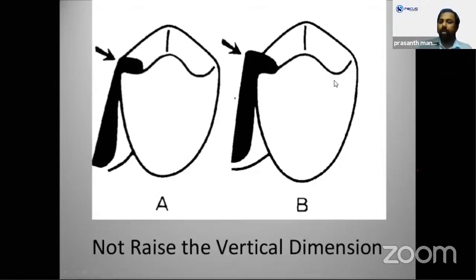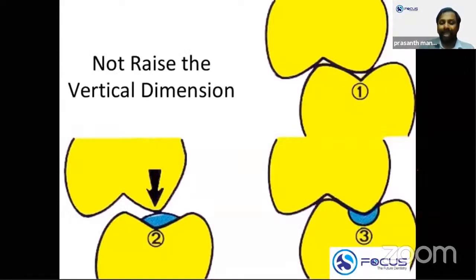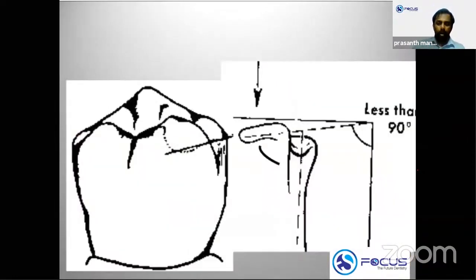Now, definitely without preparation, there will be occlusal interference, and this is going to raise the vertical dimension. Clear? So this is the same picture. What happens if you don't have a rest seat preparation? Definitely it will be resting over the tooth surface and it is going to cause occlusal interference. Clear? So from the three pictures, it should be clear. Clear cut, no confusion at all.